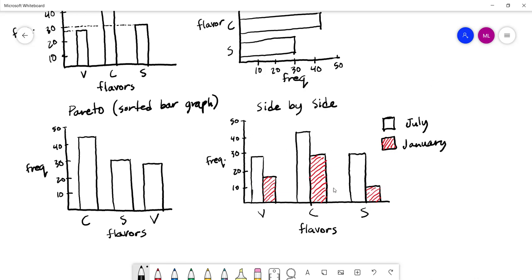And now we can keep track of more data. And you could have even more than just two categories. Maybe we would have all 12 months, or maybe we would do winter, spring, summer, and fall and have four bars each. The idea is we just want to present data as clearly and easily readable as possible, something that we can look at and immediately interpret what it's telling us.